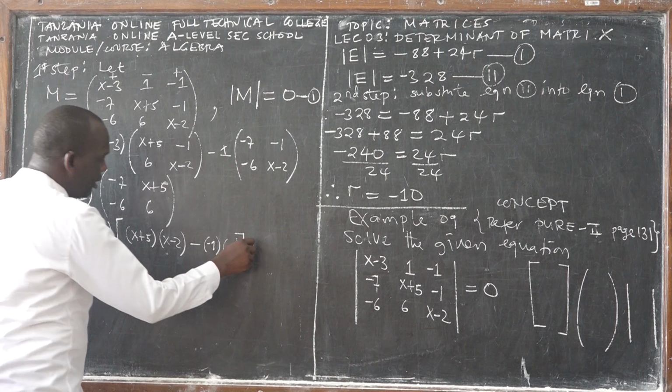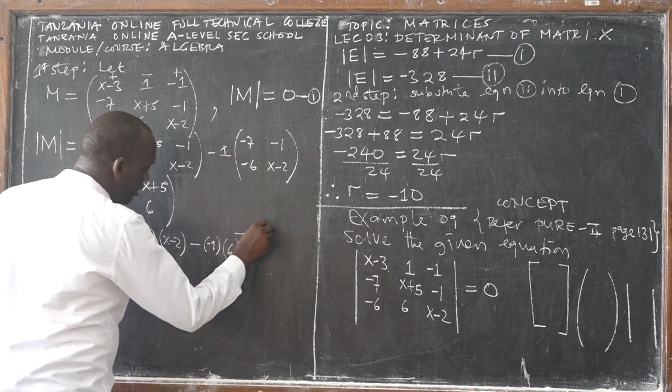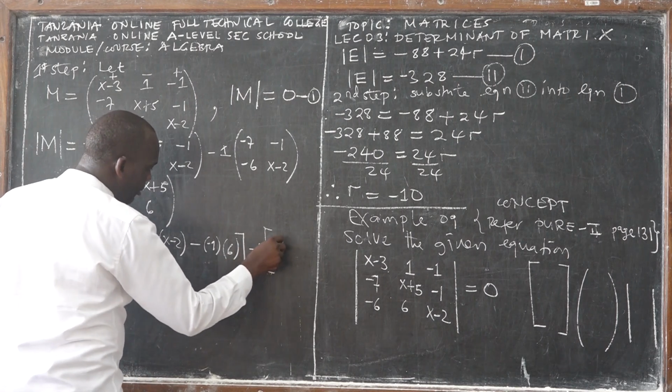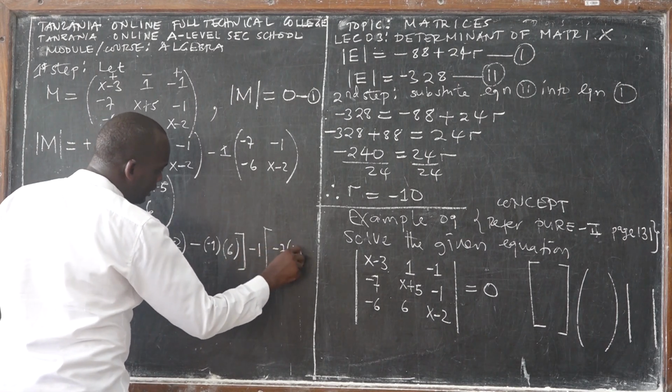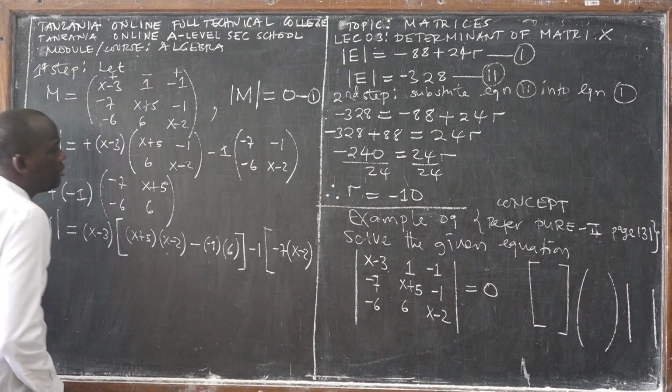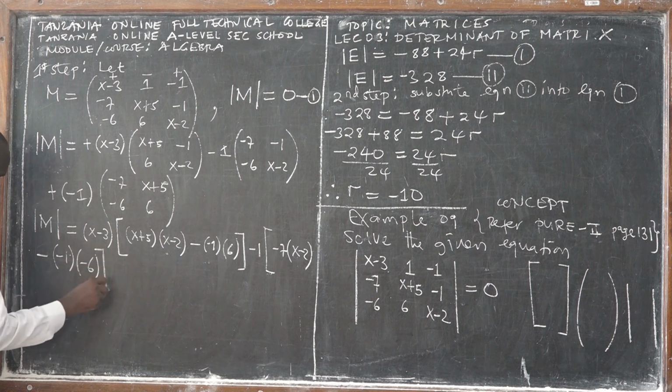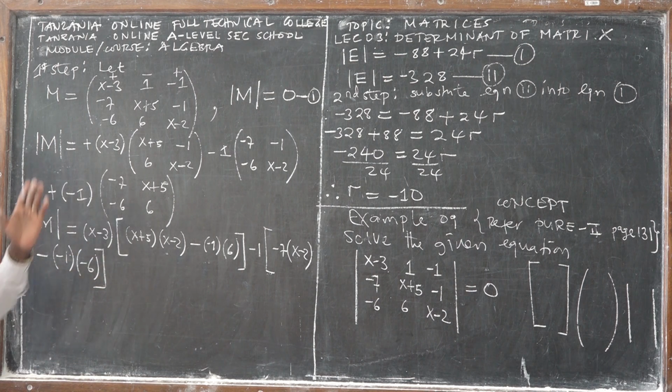Then you have minus 1. Okay? We have a square bracket. Negative 7 multiplied by x minus 2. Okay? Then we say minus, minus negative 1 multiplied by negative 6. We close the square bracket. You have to be careful.